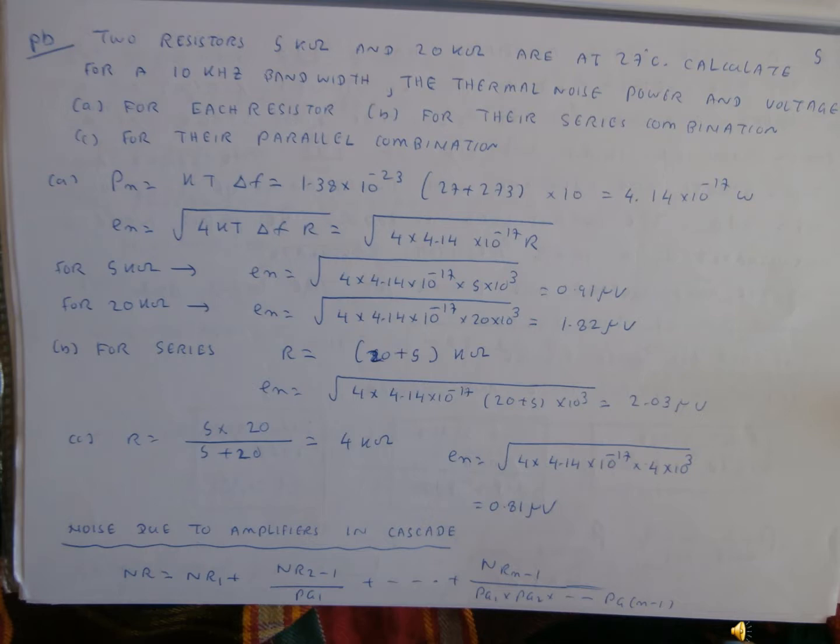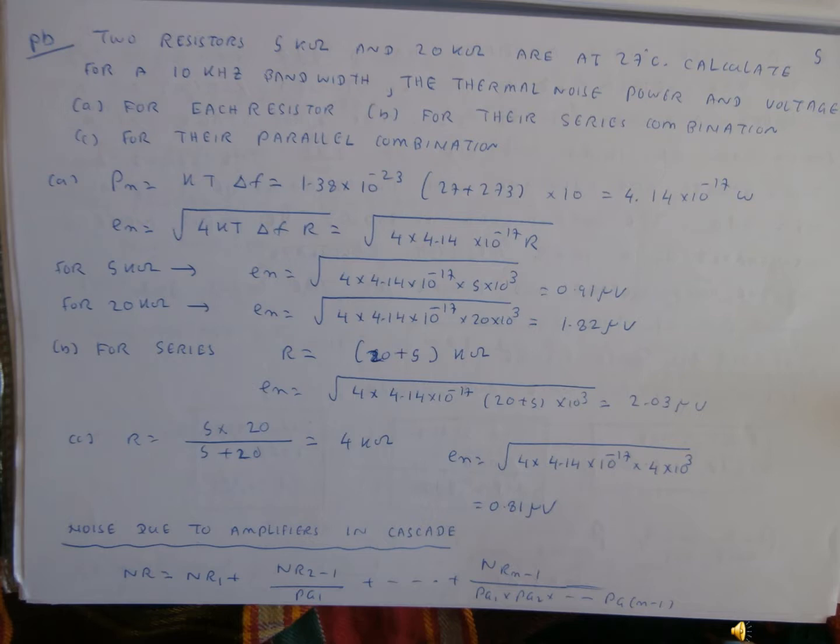In this case, there is also the noise due to the amplifier in cascade. When amplifiers are connected in cascade, the noise can also be calculated. The equivalent noise F equals F1 plus (F2 minus 1) divided by G1 plus (F3 minus 1) divided by G1 G2, up to (Fn minus 1) divided by G1 G2 through G(n minus 1). This is how we can calculate the noise due to amplifiers in cascade.